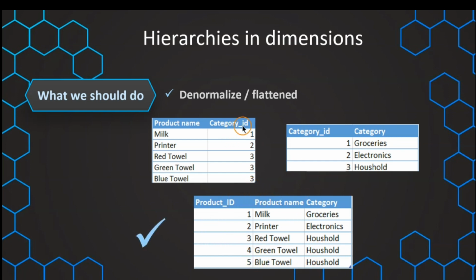For example, we could just create a join between category ID and then the category table. So we could write the data in our data warehouse just in one table, and like this have flattened the dimension. This is what we should do in our dimensions in dealing with these hierarchies.